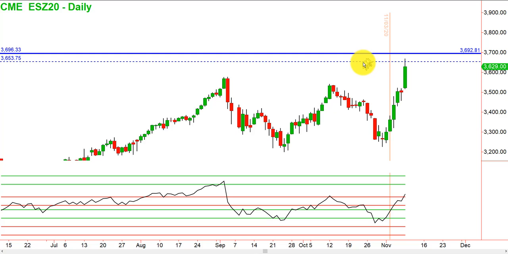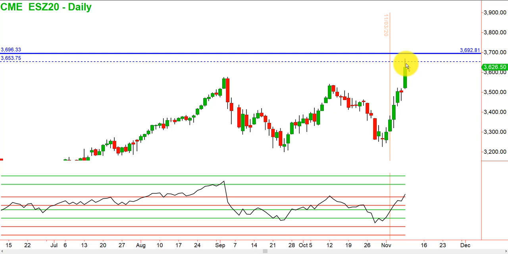So right now we're testing projected resistance at 3653.75. And when I say tested, I mean that the market has traded through it intraday, but see how we're backing off? And this is early in Monday's session. We may continue back higher, but so far it's a test.